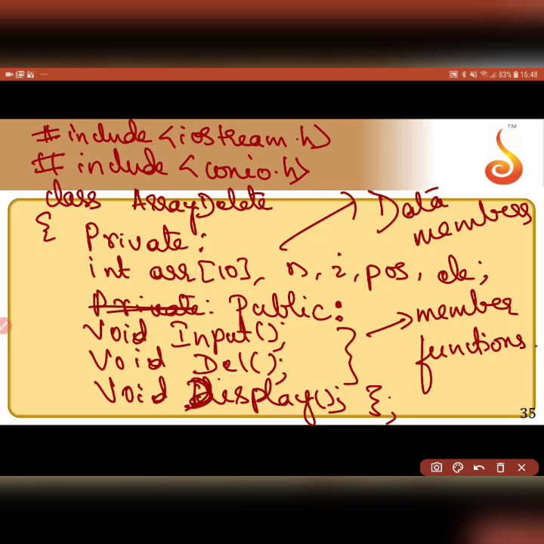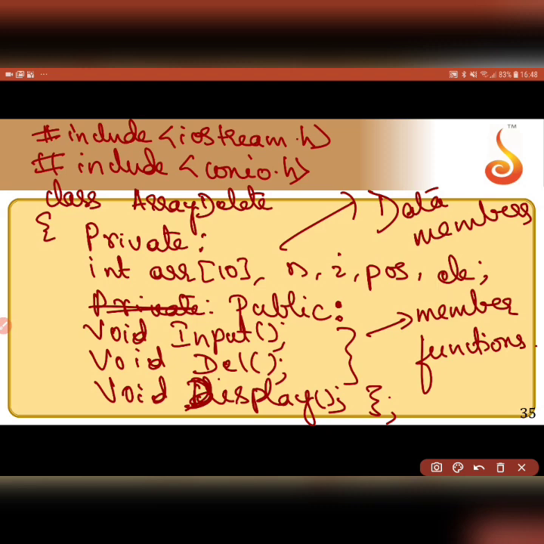Void input is to take in the number of elements in the array and also the array elements. I will also print the array elements in input, and in delete, I will ask the user to enter the position of the element to be deleted, and then I will check whether it's a valid position or not. If it is valid, then I will do the deletion operation. Otherwise, I will write invalid position.